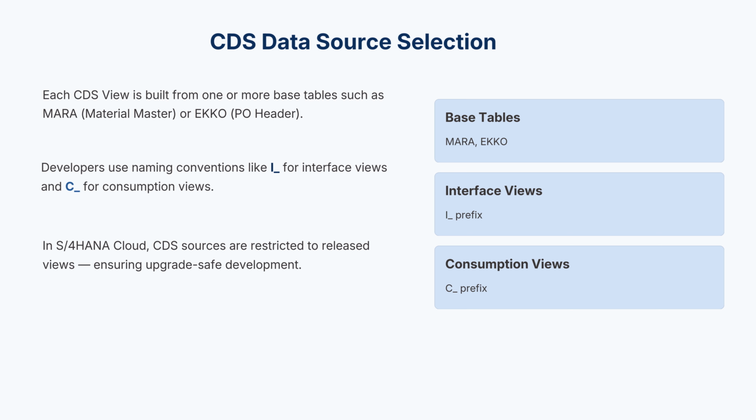CDS data source selection. When building a CDS view, developers use released tables and existing interface views as data sources. Naming conventions are consistent. I stands for interface views and C for consumption views. Public cloud extensibility ensures only approved data models are used, guaranteeing stability during SAP upgrades.